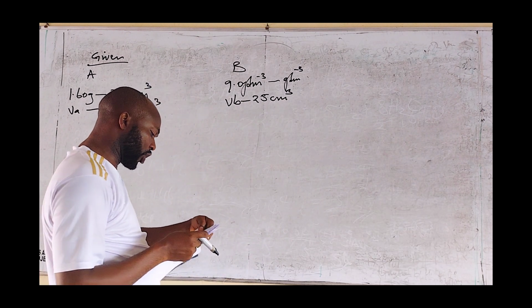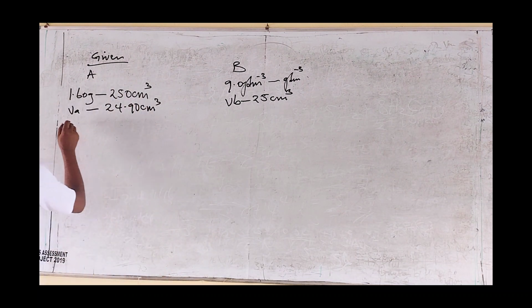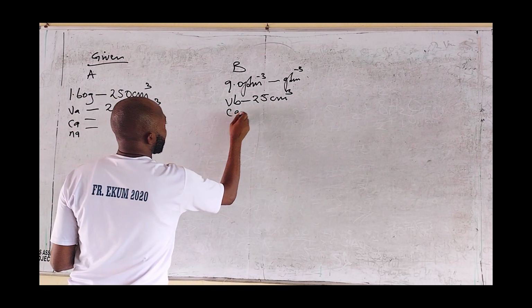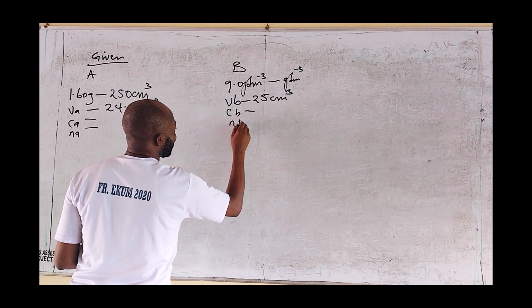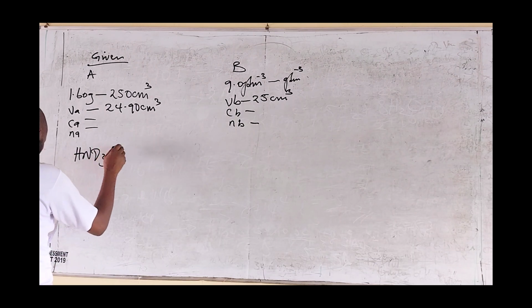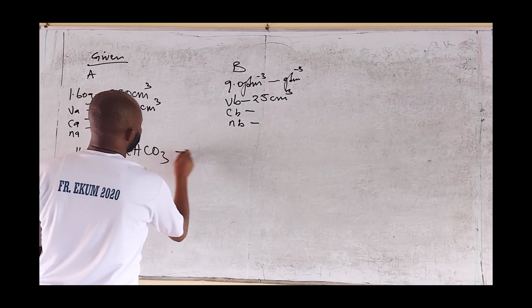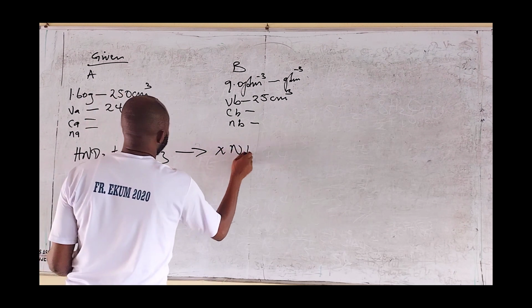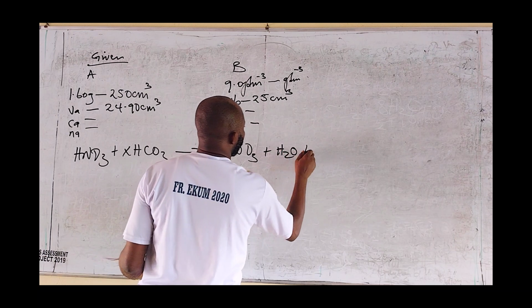And the equation of reaction is always given most times. So we're able to get our Ca, Na, Cb, and Nb. For the equation of reaction, we have HNO3 plus XHCO3, which gives us X nitrate plus water plus CO2.